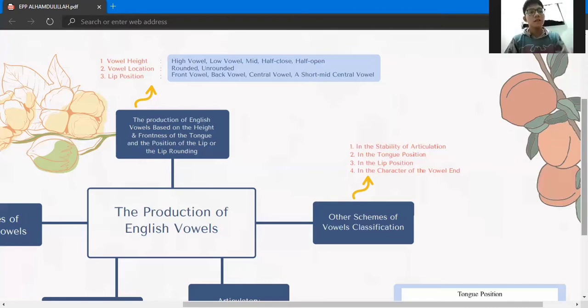And the last is character of vowel end. The quality of all English monophthongs in the stressed position is strongly affected by the following consonant of the same syllable. If a stressed vowel is followed by a strong voiceless consonant, it is cut off by it. In this case, the end of the vowel is strong, and the vowel is called checked. Such vowels are heard in stressed closed syllables ending in a strong voiceless consonant. Example: better, card.